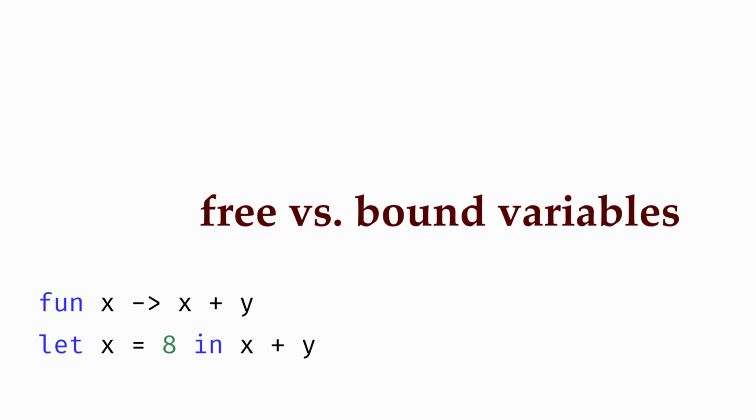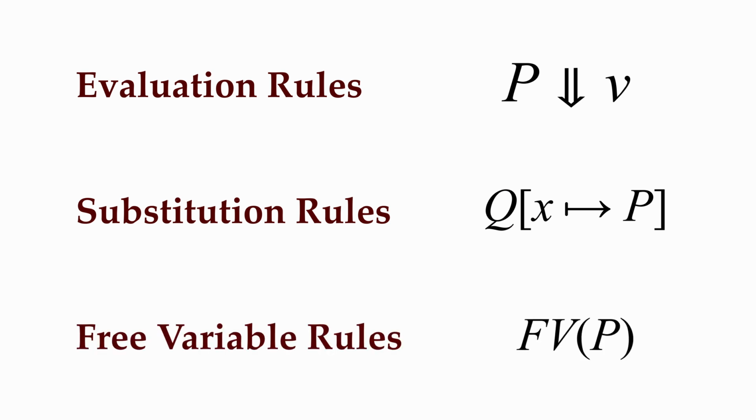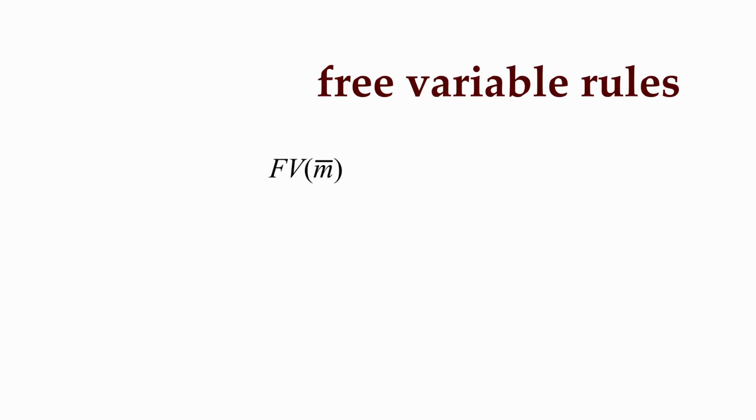So, to be formal about this, we actually need a third set of rules now, a set of rules to define how to take an expression and determine what the free variables are. Let's write those free variable rules now. If we take an integer literal m, there are no free variables in that expression, so the set of free variables is the empty set. If we have a variable x, then that variable is the only free variable in the expression, so the set of free variables is the set containing x.